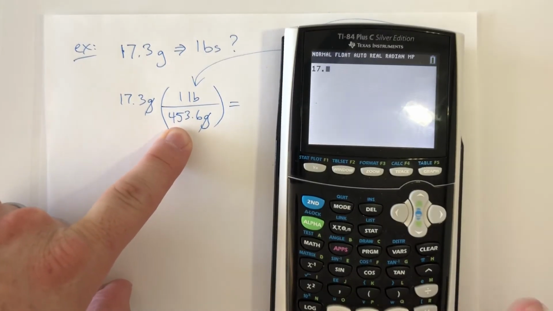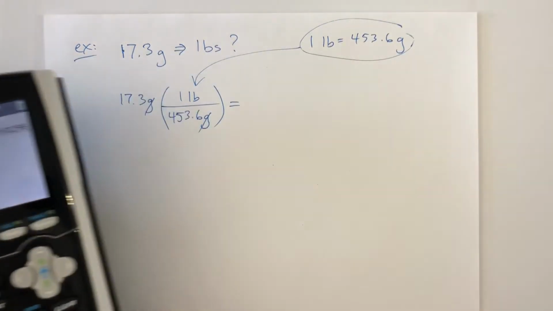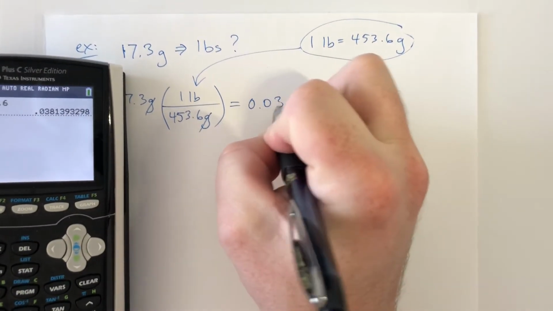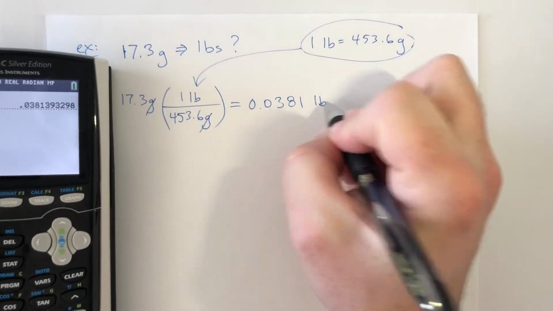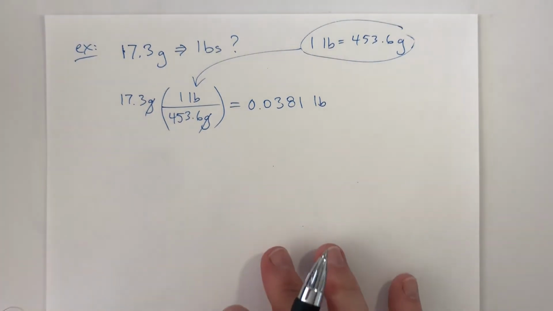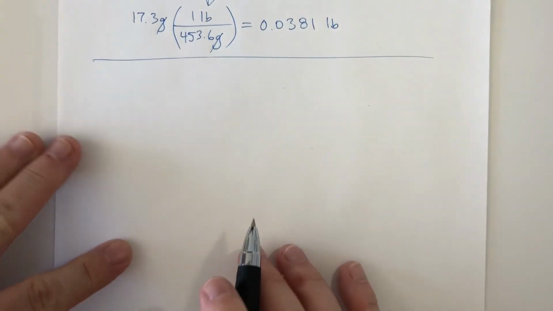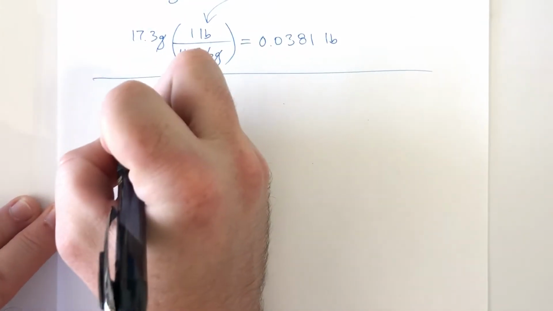So 17.3 divided by 453.6, because that's the conversion factor, and we get an answer of 0.0381. Okay, and we put a unit on it because the units are important. All right, let's try one more that's a little more cumbersome. So let's say we have 55 miles per hour.